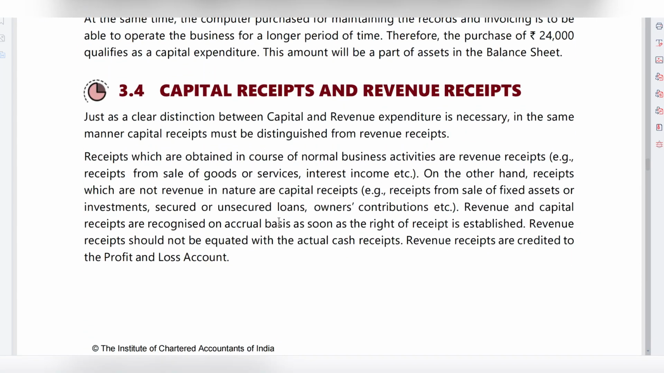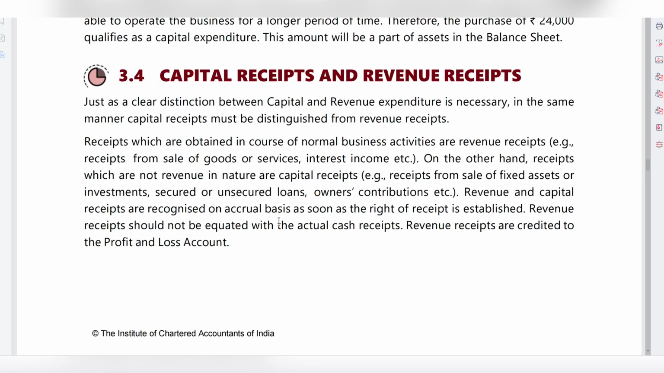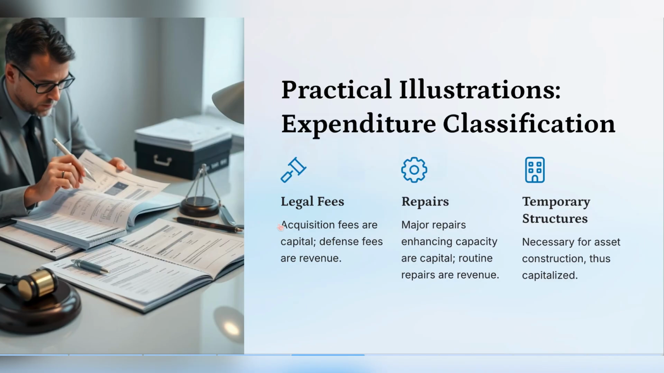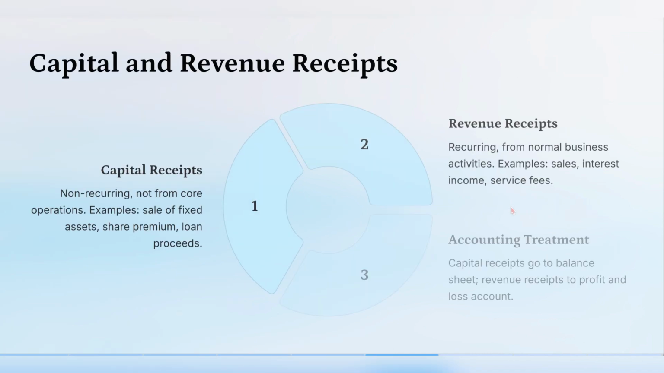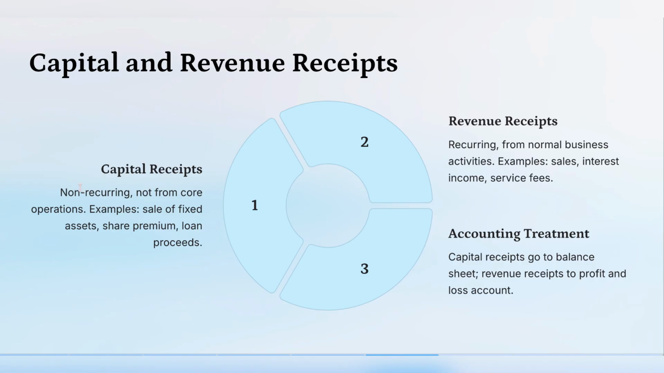Okay, now coming to capital receipts and revenue receipts. Capital receipts are non-recurring, not from the core operation of the business. This is just the opposite of capital expenditures. Okay, this is also non-recurring, meaning this is not a recurring income or frequent income.